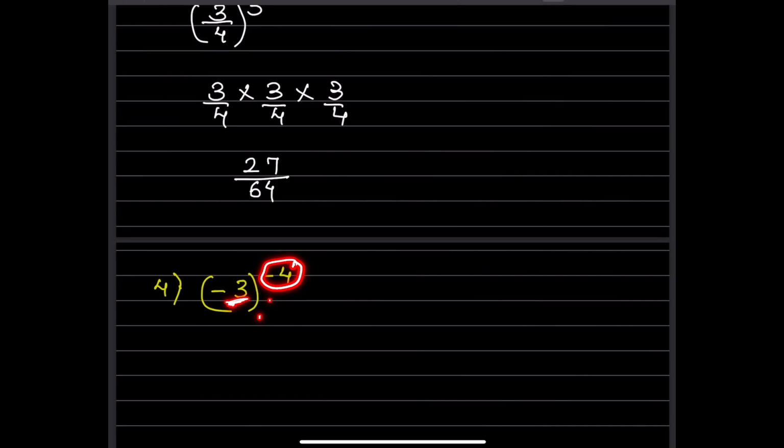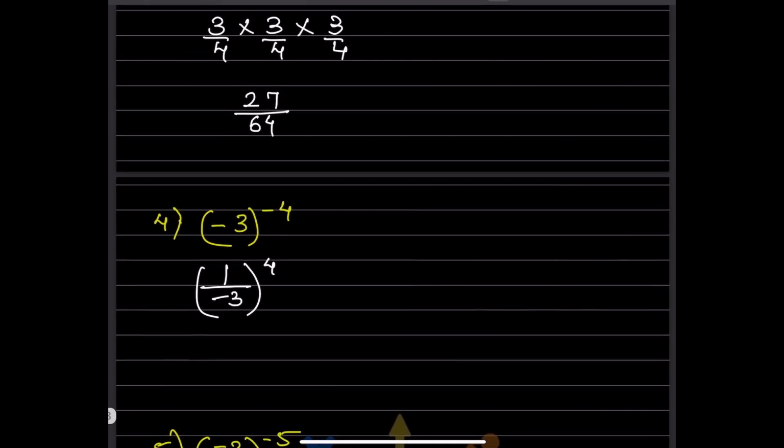So when you take the reciprocal of this one, this here is negative. So this negative will be as it is. It has got nothing, only the exponent, this negative will go off. So this is going to be 1 by negative 3 raised to 4. So now this is positive. So now again what will you do here?